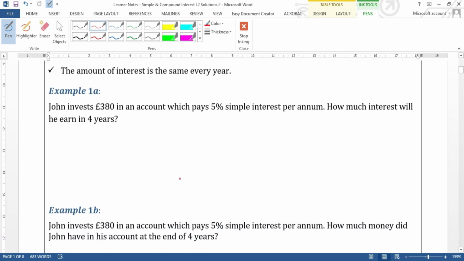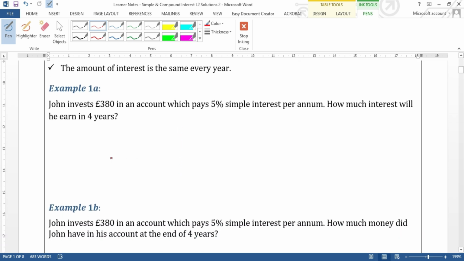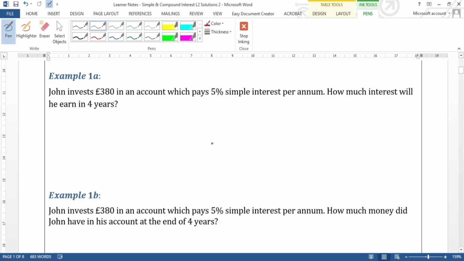So for example, 1A: John invests £380 in an account which pays 5% simple interest per annum. How much interest will he earn in 4 years? So obviously you'll have to do the first year. Let's work out how much he's going to earn in the first year. So let's work out 5% of £380.